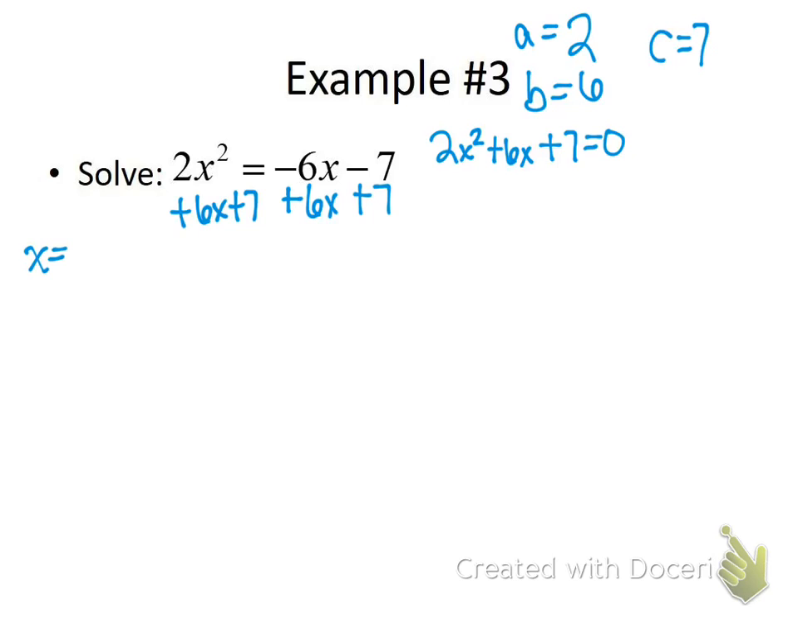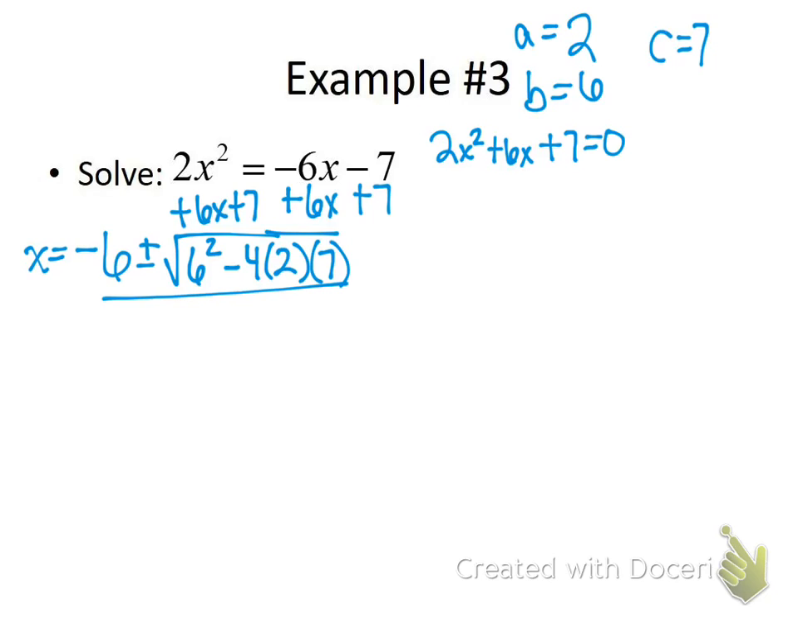X equals, what is the opposite of B? Negative 6 plus or minus the square root of 6 squared minus 4 times 2 times 7, all divided by 2 times, whoop. On the bottom it should be 2a, so 2 times 2 is 4. Are we all okay if I just go ahead and put a 4? Okay.